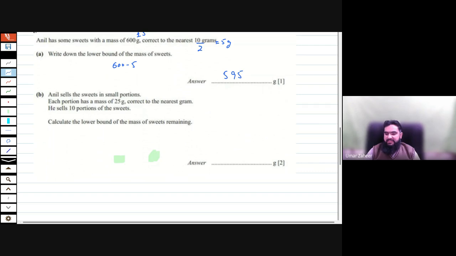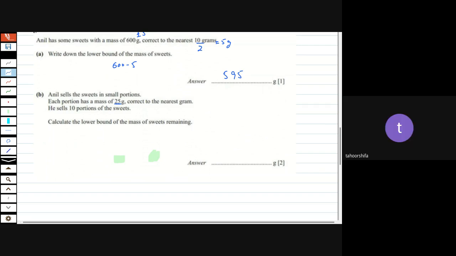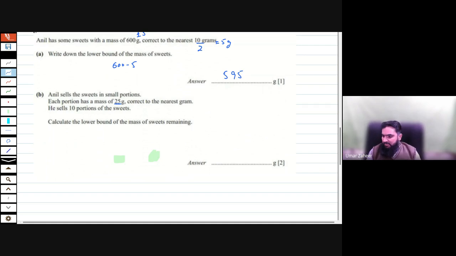Now, look for the next part. He says that Anil sells a sweet in a small portion. Each portion has a mass of 25 grams, correct to the nearest 1 gram. So 1 divided by 2, that will be equal to 0.5 grams. So 25 grams plus minus 0.5. He says 10 portions of sweets are sold. Calculate the lower bound of the mass of the sweets that is going to remain.